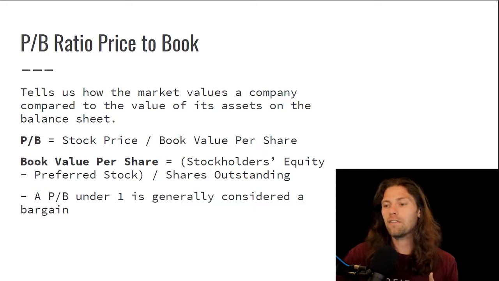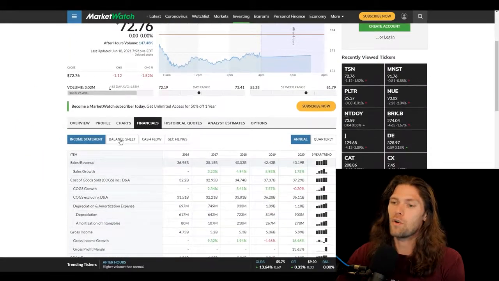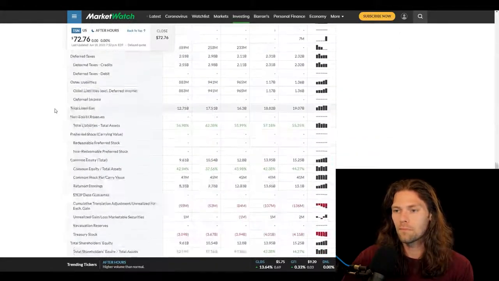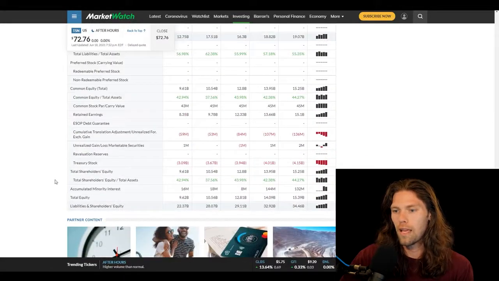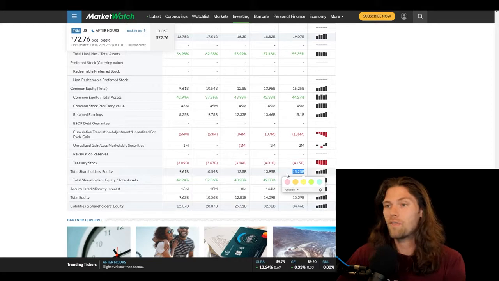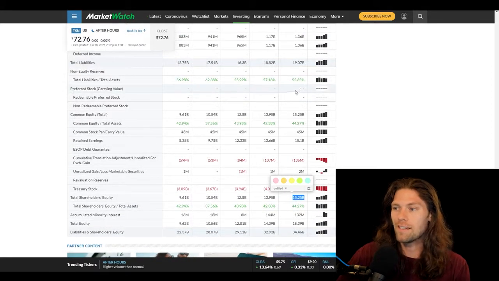So first off, we need to find stockholders' equity. So in order to do that, we're going to go to the financial statements, go to the balance sheet, and we're going to scroll down here towards the bottom, and we look for total shareholders' equity. It's $15.25 billion. And then we need to find the preferred stock, and we can see the preferred stock is right here. This company does not have any preferred stock, so we just use shareholders' equity, $15.25 billion.